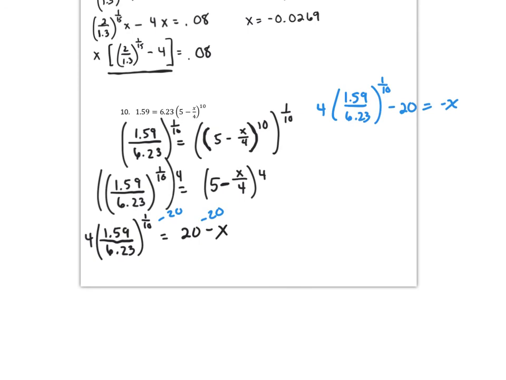Now let me check myself. 4 times 1.59 over 6.23 to the 1/10 minus 20 equals negative x. So I use my calculator, and that gives me negative 16.5160 equals a negative x. And then multiply both sides by negative 1 or divide, and you'll get positive 16.5160. And I believe that's it.